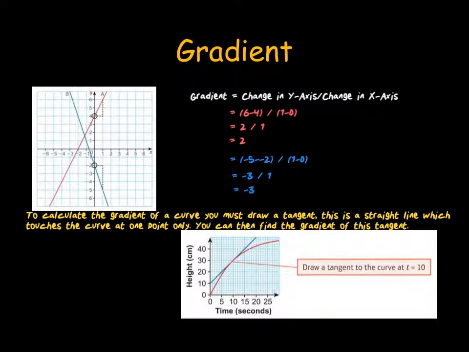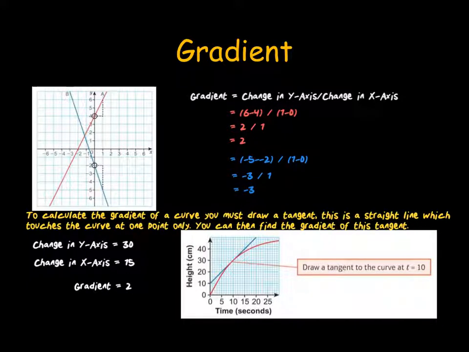So, once again, we need to look at our change in our y-axis. So we have 40 and 10, so our change in the y-axis is 30. And our change in the x-axis, we have 15 and we have 0. So our change in the x-axis is 15 minus 0, which is 15. This gives us a gradient of 30 divided by 15, so our gradient equals 2.